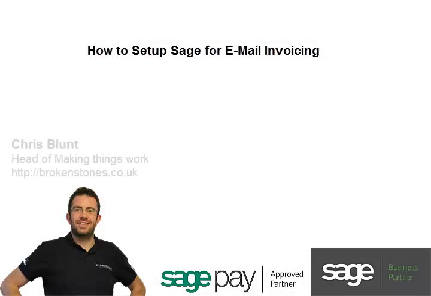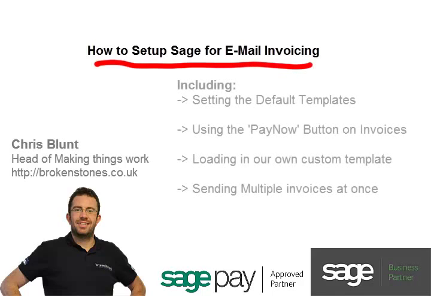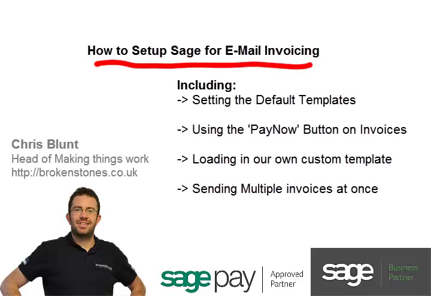Hey there, today we're going to have a look at email invoicing in Sage. And we're going to have a look at how we set Sage up so that we can email our invoices straight out from our invoice list without having to do lots of clicks and print previews and all of that kind of rubbish. And we're going to set it so we literally just hit the email button and it goes straight into our inbox, ready for us to check the email and hit send on it.